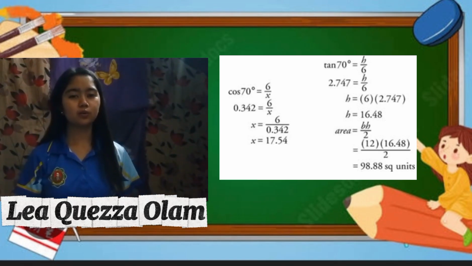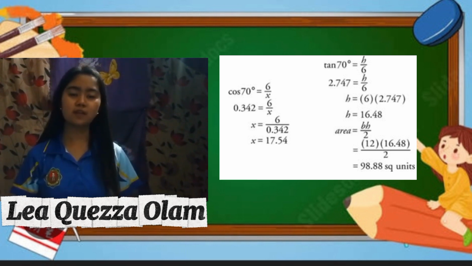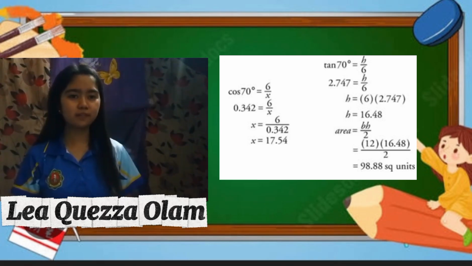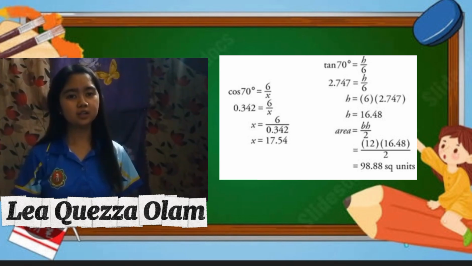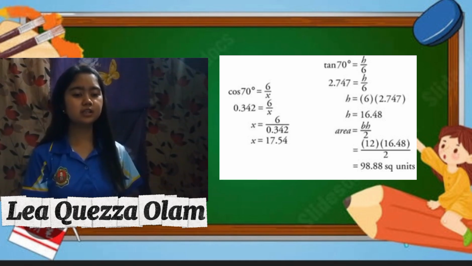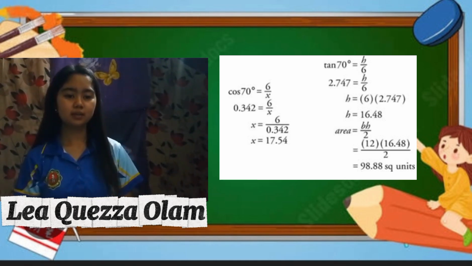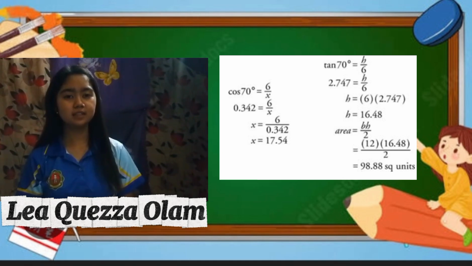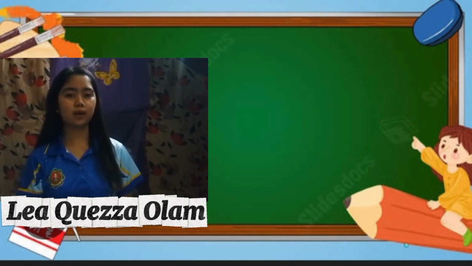Tan 70 degrees equals h divided by 6. So our tan is 2.747 equals h divided by 6. So 6 times 2.747 is 16.48, and our area is b times h divided by 2. So 16.48 divided by 2, and the answer is 98.88 square units.